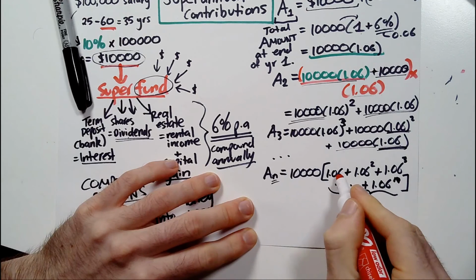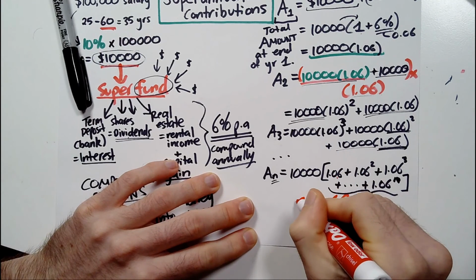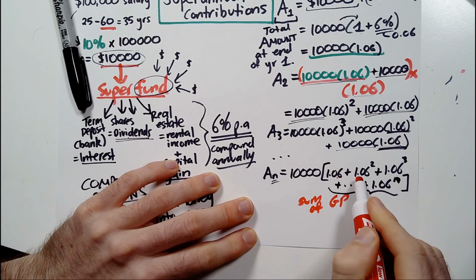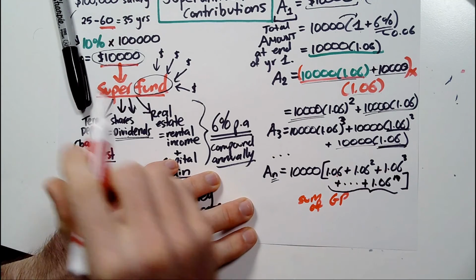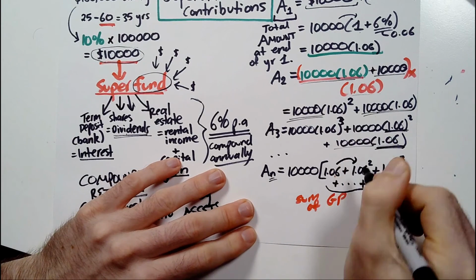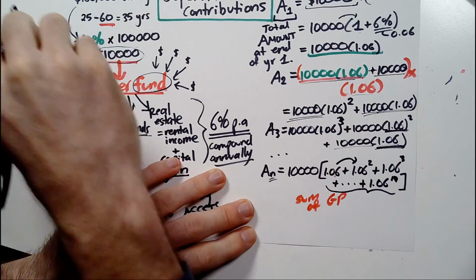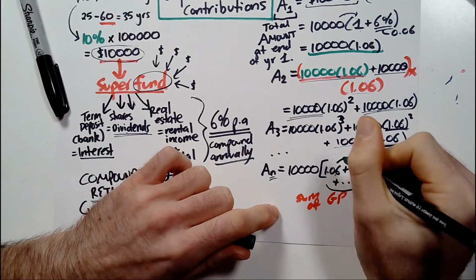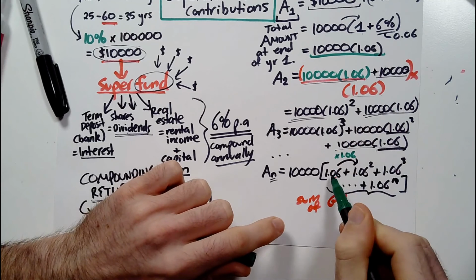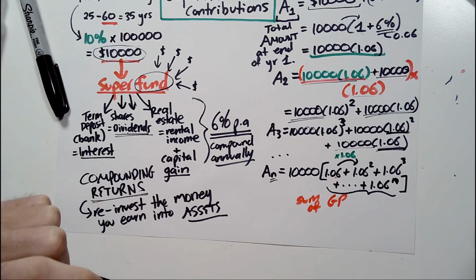Because these numbers are adding on, this is just a sum of a GP. The numbers 1.06, 1.06 squared, are added to each other, but they're multiplying to get from one to the next. There's a pattern whereby they are multiplying by the same number each time. They are all multiplying by 1.06 to get to the next term within this bigger bracket.